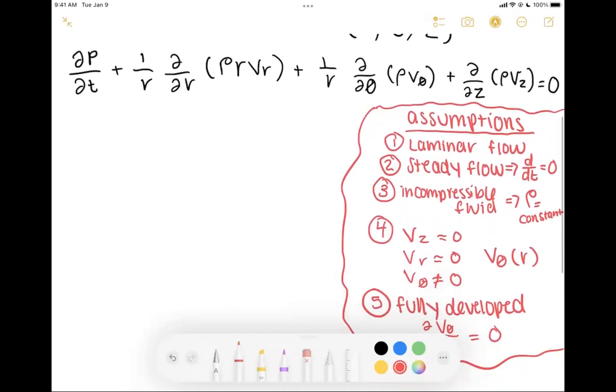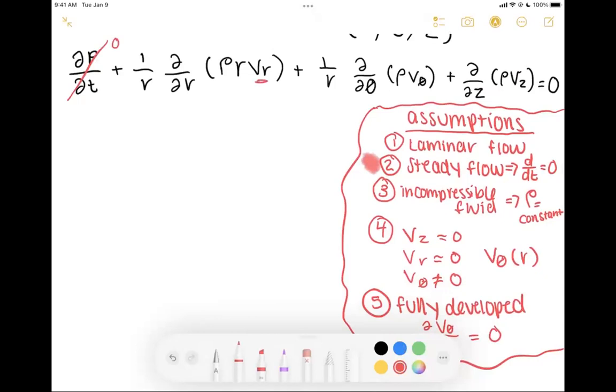I'm just going to move down a little bit. So with that being said, as we change the pressure with time, it is not changing because nothing's changing with time according to our number 2 assumption here. So that would mean this is 0.